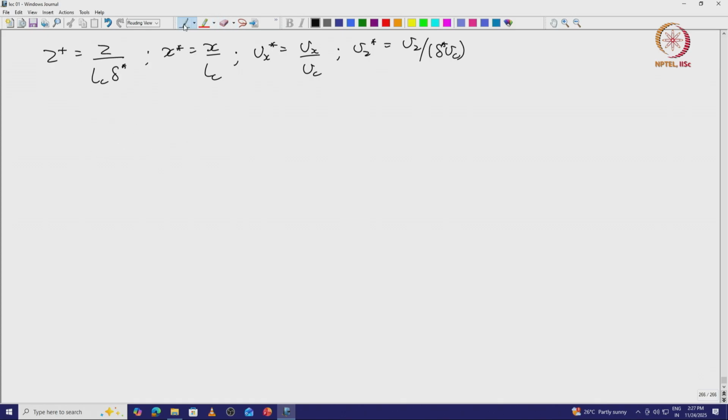The mass conservation equation becomes partial Vx star by partial x star plus partial Vz plus by partial z plus is equal to 0. I will write this as Vz plus, so as not to confuse it with Vz star, which is scaled by the characteristic velocity. So, that is the scaling for the velocity.